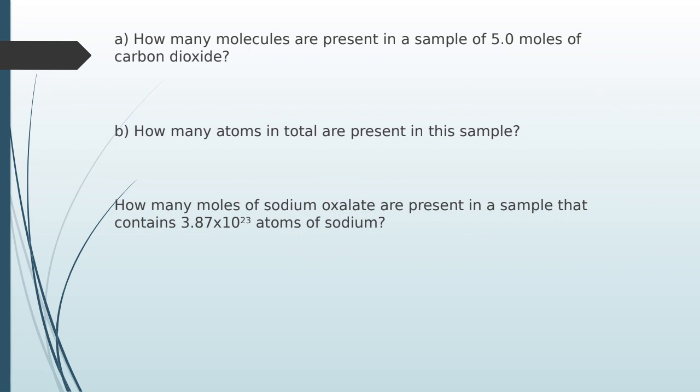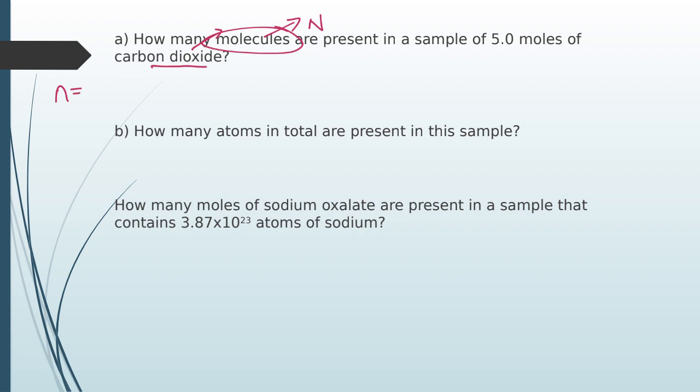Let's do a couple more examples that will just sort of elaborate on our base formula. It says, how many molecules are present in a sample of 5 moles of carbon dioxide? So again, we're dealing with a compound. This is why my unit is going to be in molecules. Molecules, the symbol is capital N. Capital N is actual atoms or molecules of your substance.